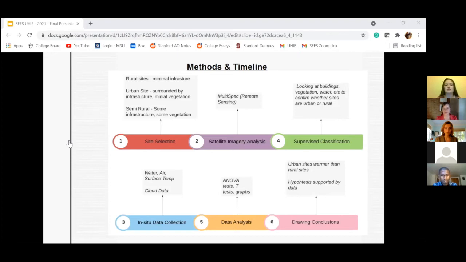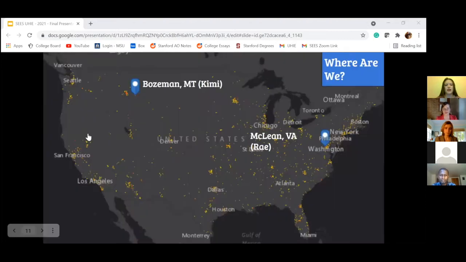And then we collected field data. So we got air, surface, and water data, following the GLOBE protocols. This was all done as close to solar noon as possible, and we measured each site within 20 minutes to an hour apart. The last thing we did was analyze data through various tests to come up with our conclusions. So here's a map showing where our sites are located. It also shows the urban heat island effect with those yellow and red dots showing where there's more heat and activity and infrastructure.